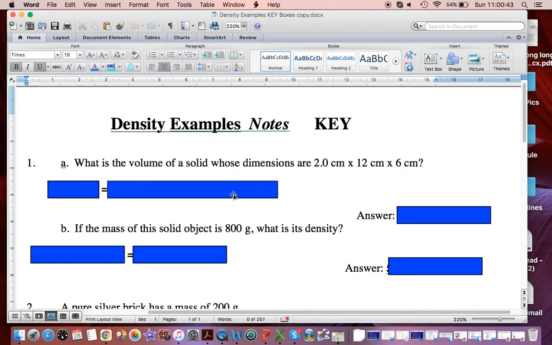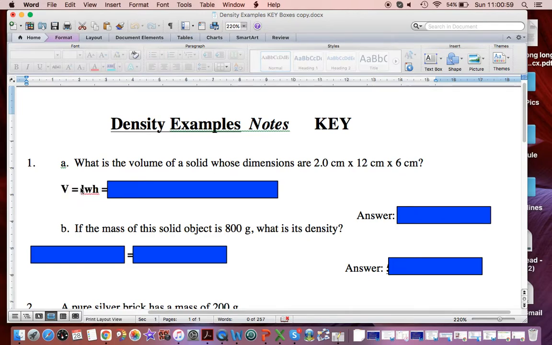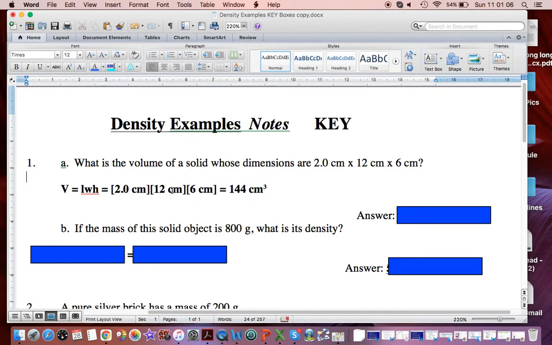First thing is you have to read the question carefully. It says the volume of solid has these dimensions, 2 centimeters by 12 centimeters by 6 centimeters. This means it's a rectangular solid. We must remember that volume for a rectangular solid is length times width times height. So we plug those numbers in, doesn't matter the order, 2 times 12 times 6, and we get 144 centimeters cubed. We're going to use this volume in part B.